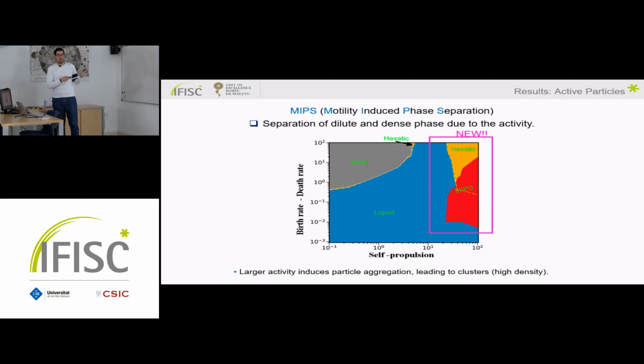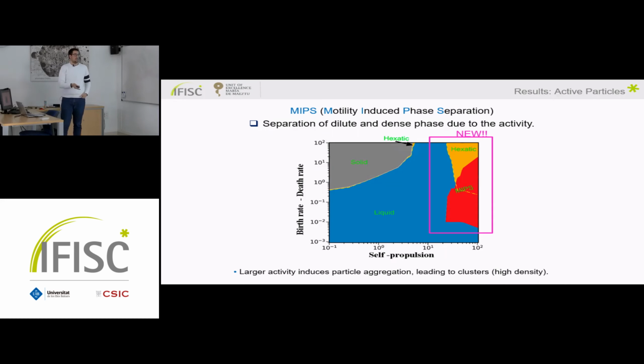That means in the other case, when the particle number is fixed, we have a lot of particles in a dense phase and a lot of particles in a dilute phase, but nothing happens. But in our case, this dilute phase can reproduce and fill the free space. And for that reason, we come back to the static phase.